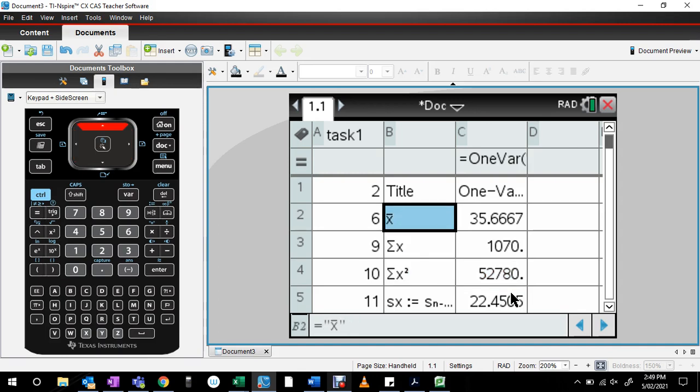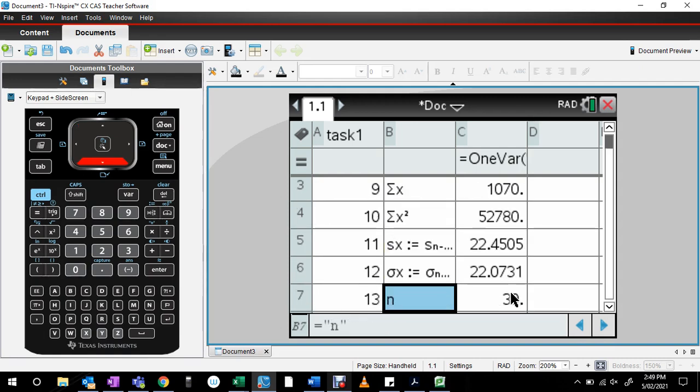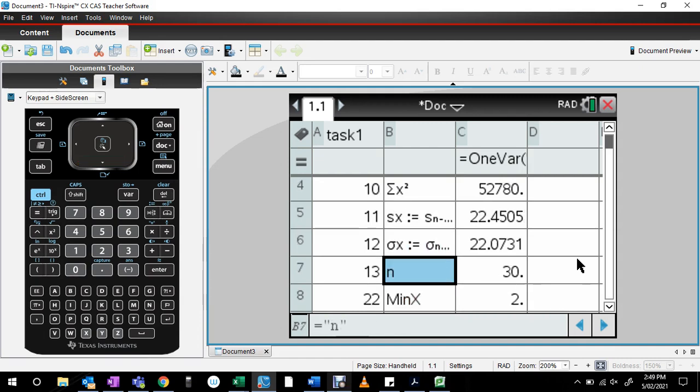The main things you want to focus on is, anyone remember what's the mean here? 35.67. Good, this one here, this is the mean. Okay. What about the number of numbers? This here, the n, refers to the number of numbers, which is 30.